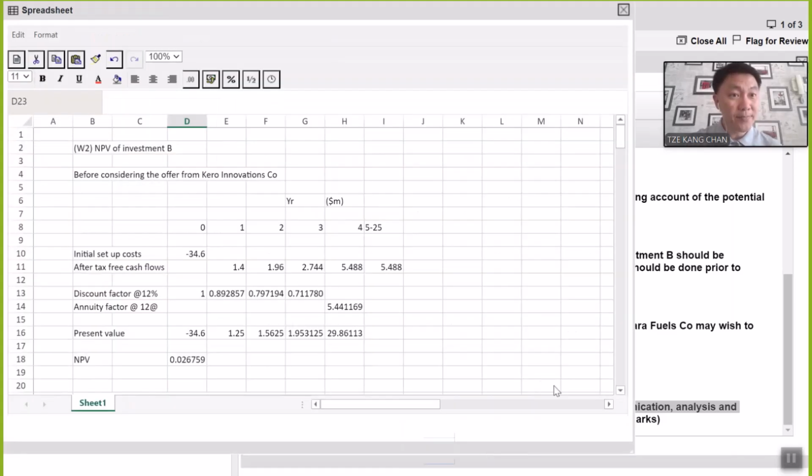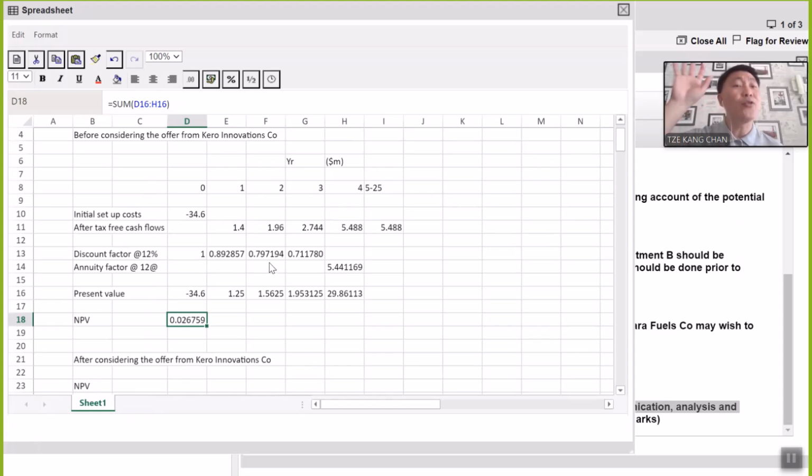So guys, here is the answer that I produced based upon the information before considering the offer from Kiro, with the 2 items of the relevant cash flows ranging from year 0 up to year 25. These are the result of the cash flow with the appropriate discount factor as well as annuity factors that apply. I will be able to derive the present value. Adding up all together, that gives rise to my net present value as such. That is how we derive the net present value before considering the option.